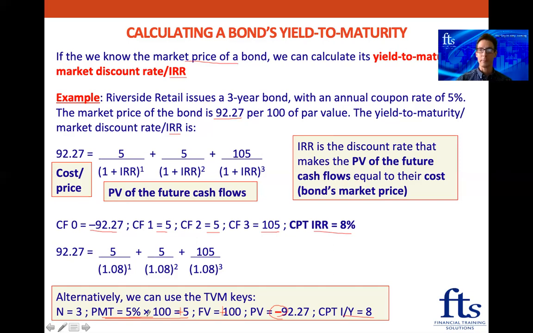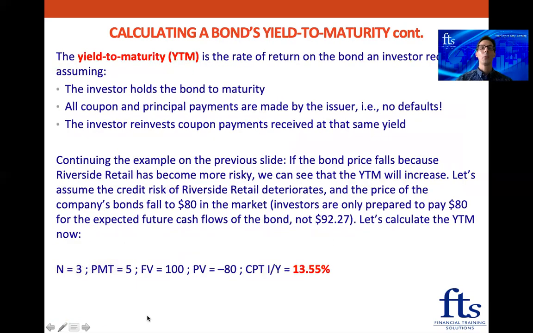Good stuff. Right. So now we need to look at this yield to maturity in more detail. Why? Because it's such an important thing in the fixed income and bond world. So what is it? It's the rate of return on the bond that the investor gets, assuming these three things.